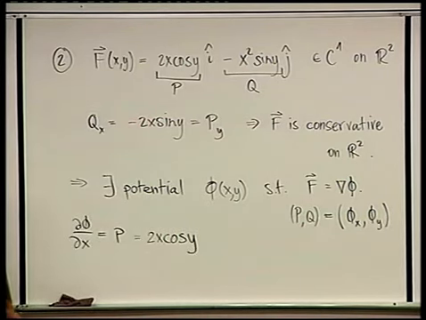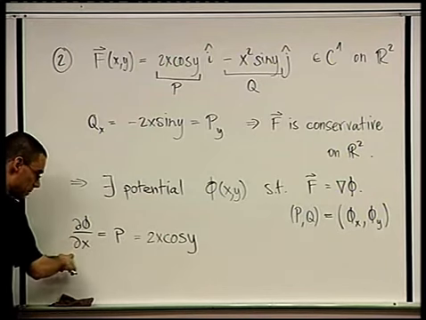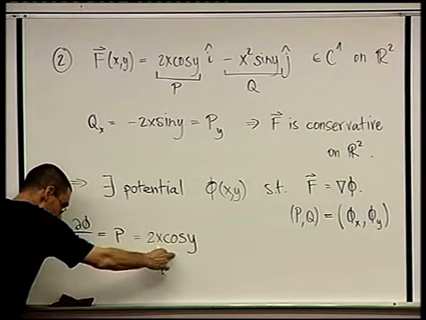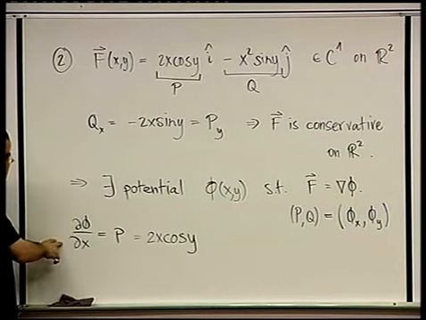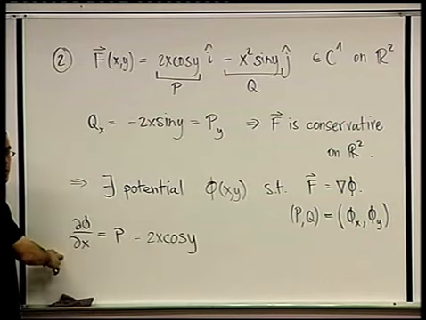What are we looking for? We're looking for phi, right? We're looking for that potential function. So phi has to satisfy that its derivative with respect to x is this. We know the derivative, we want the function.